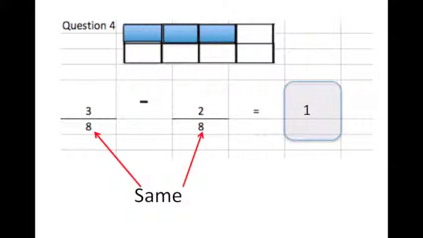The denominators are the same. We need the same denominator on the answer. So the answer is 1/8. We don't need to simplify because the numerator is 1, so you can't make it any lower.